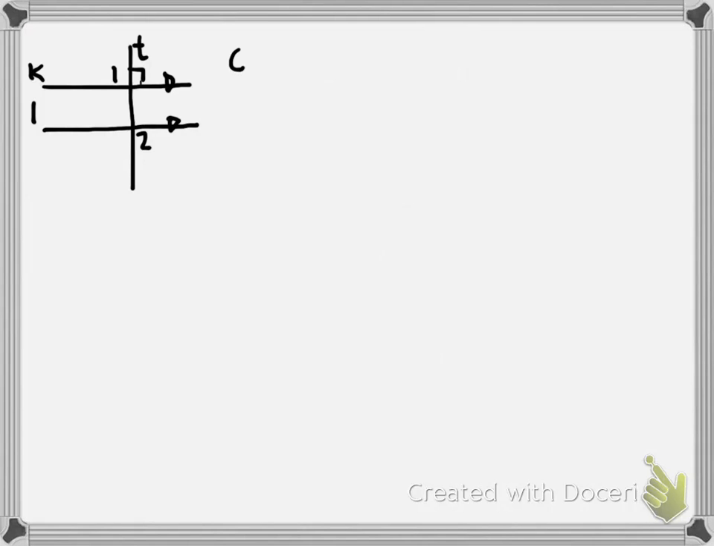So we are given that line K is parallel to line L. We're also given that line K is perpendicular to line T, and our job is to prove that angle 1 is congruent to angle 2. So let's look at what we've got.